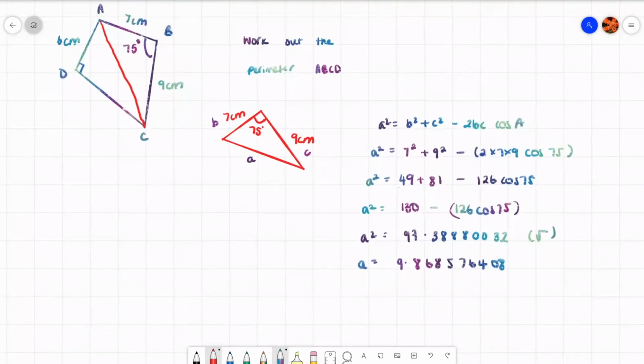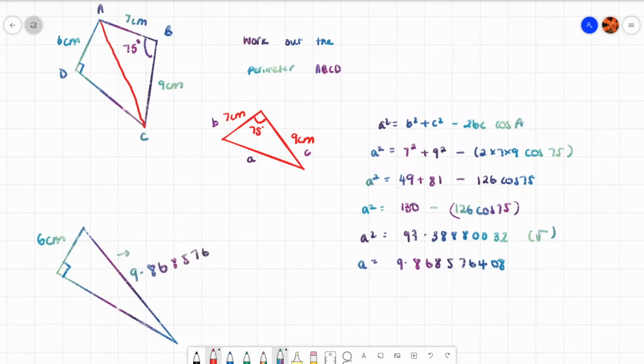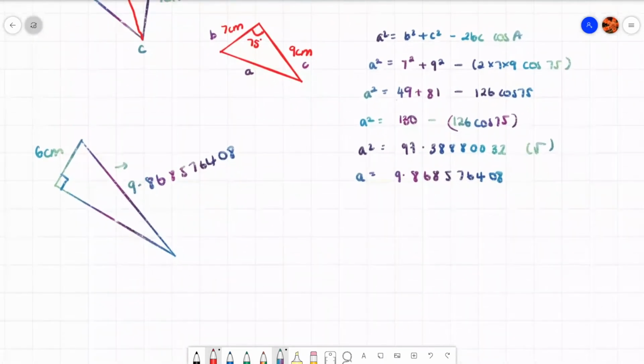Now, I'm just going to keep that there, and we're just going to have a look at something else. Okay, now what I'm going to do is draw my other triangle out that I've got up here. I know that's a right angle there. That's 6 centimeters. I've just worked out this side here, which is 9.868576408.